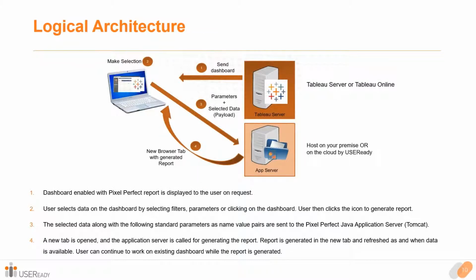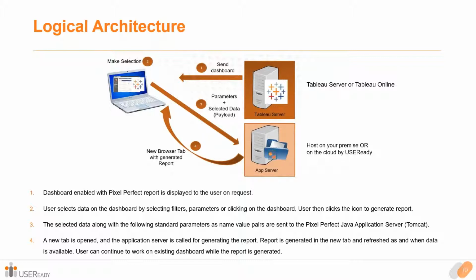So at runtime, let's understand the components here in this logical architecture. First is the Tableau server or Tableau online. We have the second entity, the dashboard which the user interacts with. We have an application server which is hosted on your premise or on the cloud. Now what happens at runtime is, when a user clicks on the report, a selection is made and selection parameters along with selected data from the dashboard are shown for the user in a new browser tab within the generated print ready report, just like we saw in the demo.